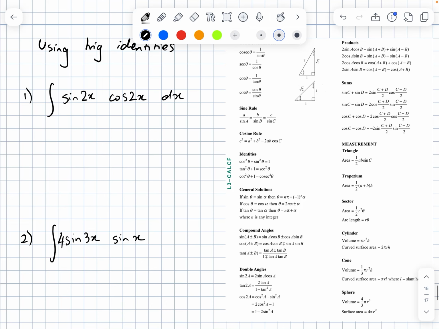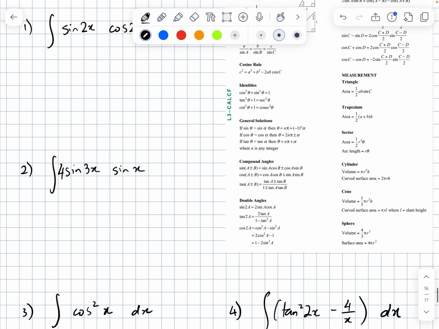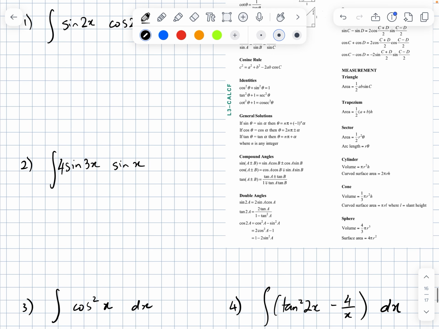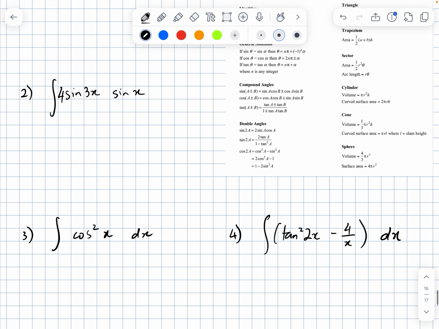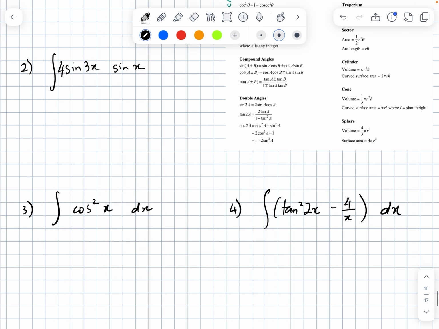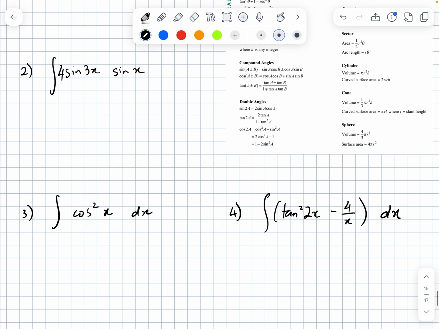Sometimes you're going to get trig questions which at first look quite challenging to integrate. It could be like number 2 here, where there are two different angles being multiplied together, or it could be like 3 or 4 where there's a squared going on, but that squared isn't in the regular table of derivatives. And so when you get this, you're going to need to look to the formula sheet and apply one of the many trig formulas or identities.